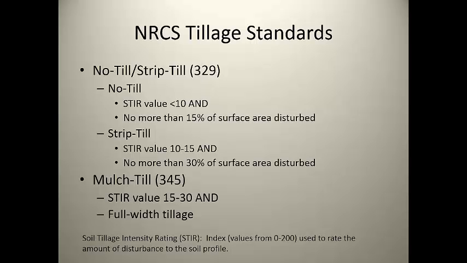Now, in the mulch-till system, we have full width tillage. However, in order to meet the mulch-till standard, you need to have an average stir of less than 80. I don't have it in the slide here, but 80 or less to meet the mulch-till. So really, it's not all about the residue, it's more about soil disturbance.